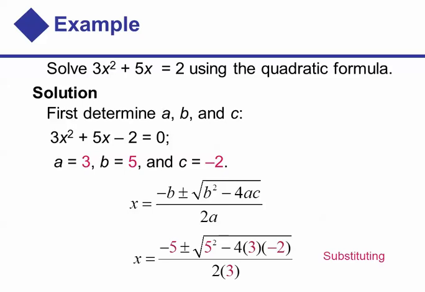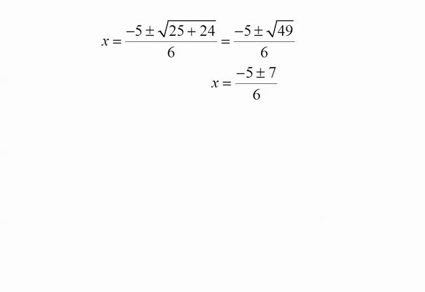And then we just plug it in. So since b is 5, we want the opposite of b, so minus 5, plus or minus 5 squared minus 4 times 3 times -2, over 2 times 3. And then it's just a bunch of arithmetic from here. So we'll end up with -5 plus or minus the square root of 49 over 6. Square root of 49 is 7. So it's -5 plus or minus 7 over 6.